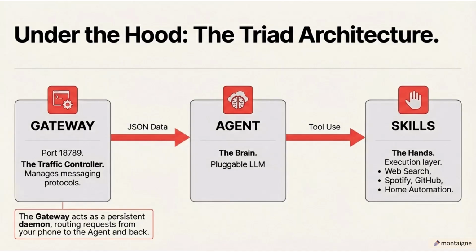So how do we achieve that sovereignty? It works through a modular pipeline we call the triad architecture. First, on the left, you have the gateway. Think of this as your traffic controller running on port 18789. It is a persistent daemon that intercepts requests from your phone, standardizes them into JSON, and routes them forward. That data hits the agent, the brain. The best part for us developers, it's pluggable. You're not locked to one ecosystem. You can swap between Claude Code, OpenAI Codex, Gemini CLI, or run a local model of your own if you want to. Finally, the agent triggers skills, the hands. This is the execution layer where the AI stops just talking and starts doing, whether that's firing off a web search or controlling your home automation. Now that you see the flow, let's look at the specific platforms this gateway can actually hook into.